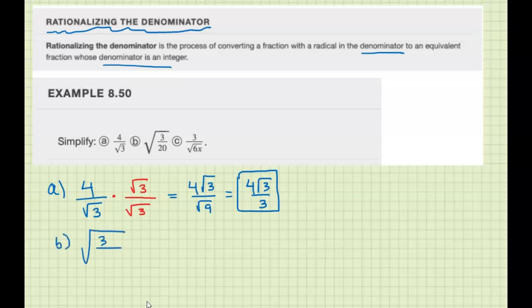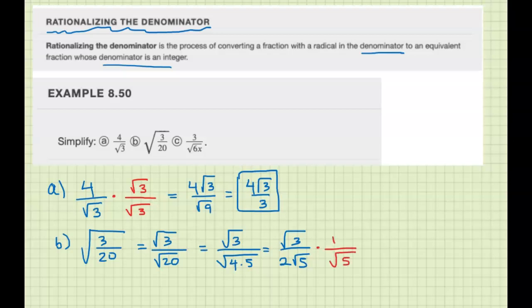B is square root of 3 over 20. We're going to split this up: square root of 3 over square root of 20. Now here we could multiply by square root of 20 over square root of 20, but because this can be reduced, you want to do that first. Square root of 20 is square root of 4 times 5, so we get 2 square root of 5. So simplify it first. Now you can multiply just by the radical part, so multiply by square root of 5.